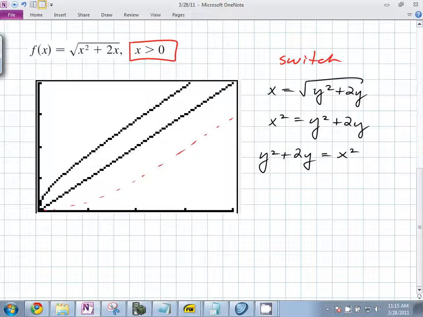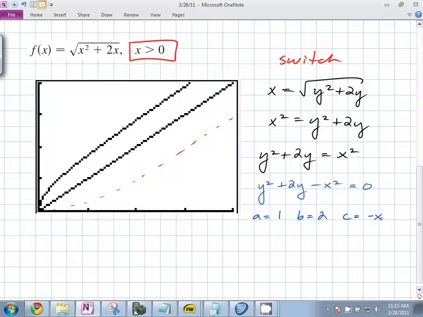It's a quadratic. When you see quadratics, what do you generally try to do? And if it's not nicely factorable, what do you use? To use the quadratic formula, what do you need it to equal? y squared plus 2y minus x squared is equal to 0. What does our a value equal? What's our b value? What's our c value?